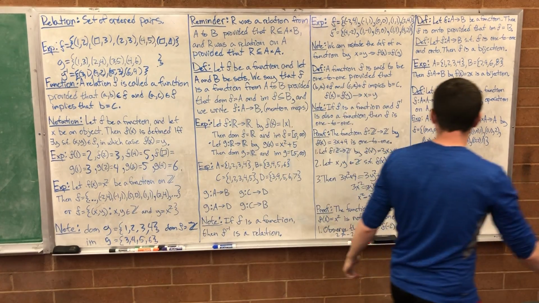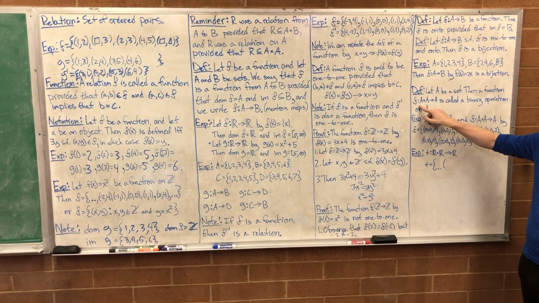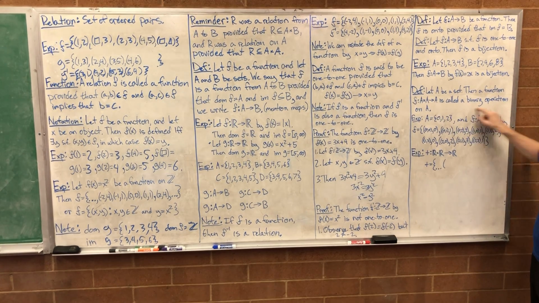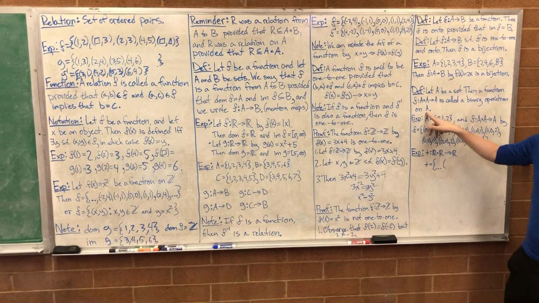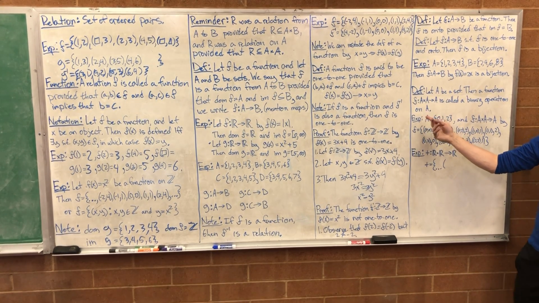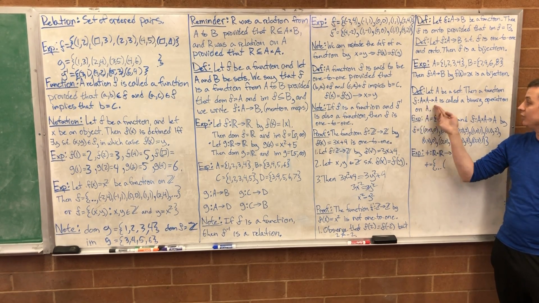So let's look at it. Let A be a set. Then a function f from A cross A to A is called a binary operation on A. Make sense? f is a function whose domain is all ordered pairs we can get from A, and whose image is a subset of A.